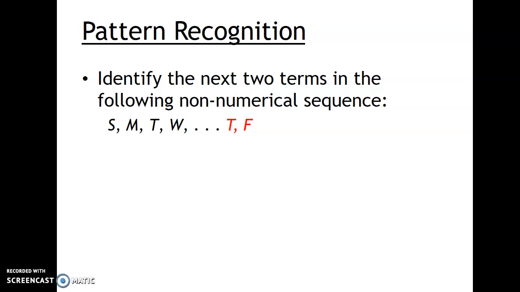So I guess if you wanted to put in an R for Thursday, I wouldn't have held it against you so long as you explained what you were doing, but that was what I was expecting. So hopefully this is making sense so far in terms of inductive reasoning and pattern recognition.